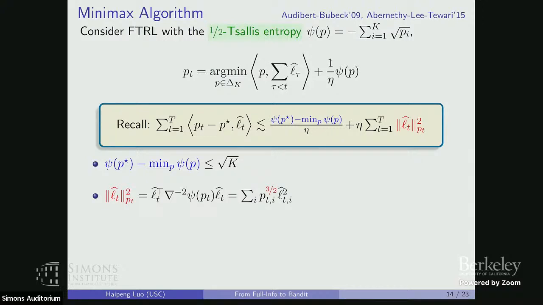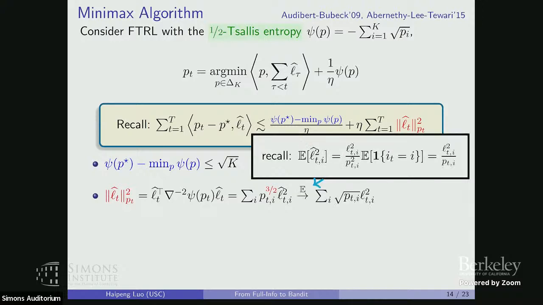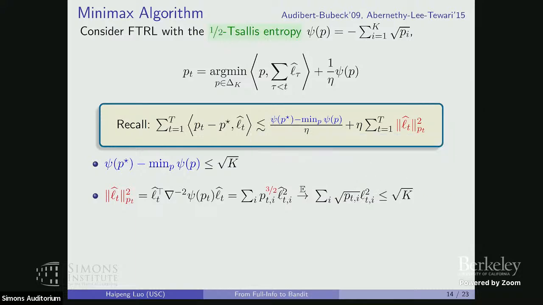So notice that for Shannon entropy, you have an exponent of 1 here. And now you get 1.5, which is smaller. So you have a smaller stability term. Okay. And now the next step is, of course, just take the expectation so that this is a variance. And as we did before, variance is roughly 1 over p_ti. So it cancels with the exponent, you get root p_ti times l_ti squared. And of course, by bounding this by 1 and then summing over the arms, you get this is bounded by root k.